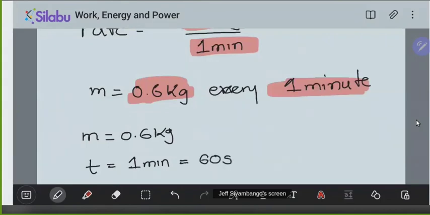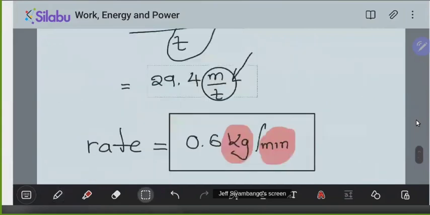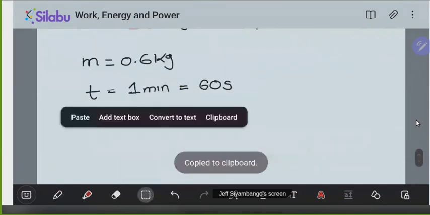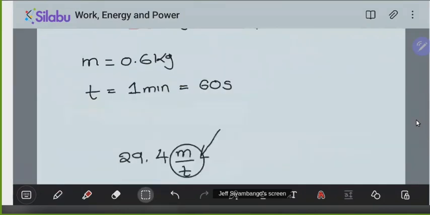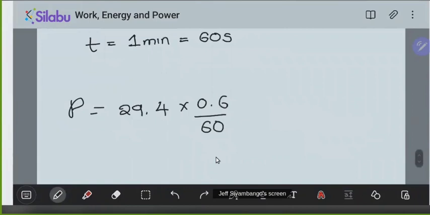So if we now go back to our definition for power, we had this, but we now know what time is, and we also know what mass is. So our power is now equal to, where we have mass, we'll put 0.6 kgs. Where we have time, we'll put 60 seconds. So this becomes the expression that gives us the power.